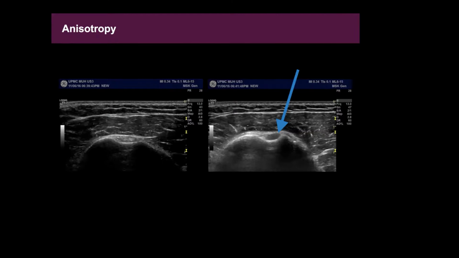In MSK ultrasound, how we diagnose pathology is we're looking for fluid or for hypoechoic signal where there's not supposed to be any. So if this was a real finding, then we would be able to diagnose things like either a biceps tendon tear or biceps tendinopathy. But this was actually not the case. This is just anisotropy, where the probe is no longer perpendicular to the structure. So if you're not using the correct technique, you could basically create pathology where there really isn't any.